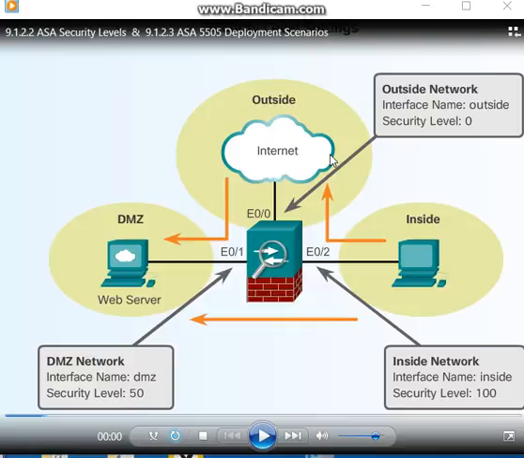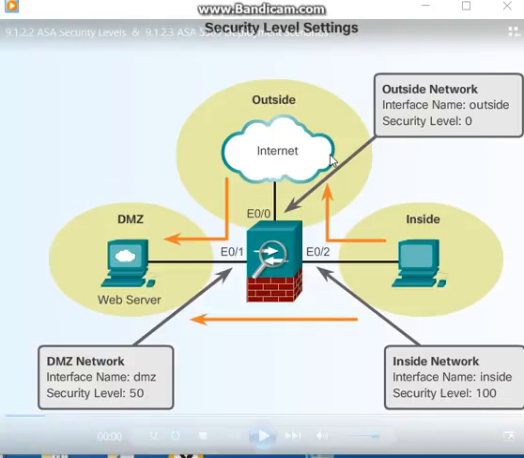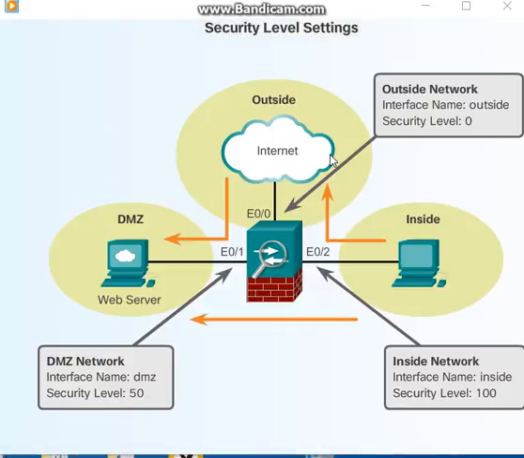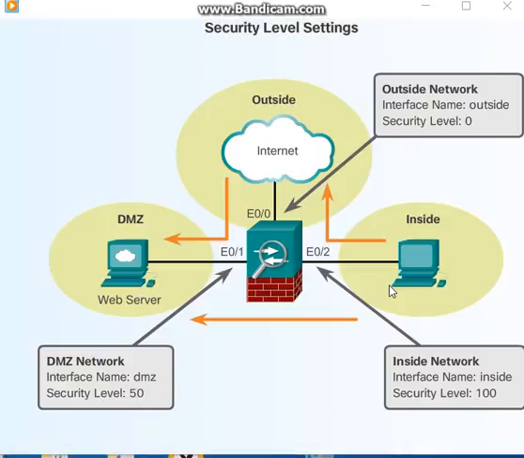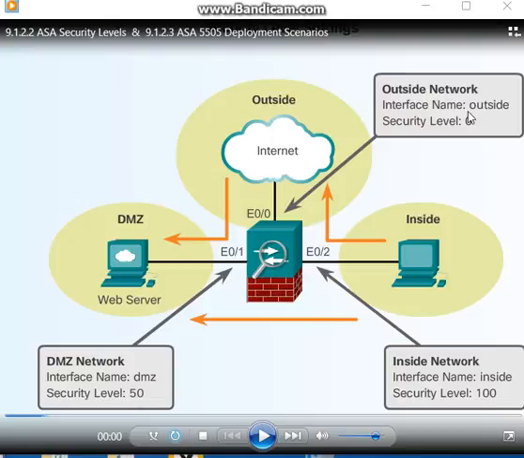When traffic moves from an interface with a higher security level to an interface with a lower security level, it is considered outbound traffic. Conversely, traffic moving from an interface with a lower security level to an interface with a higher security level is considered to be inbound traffic.